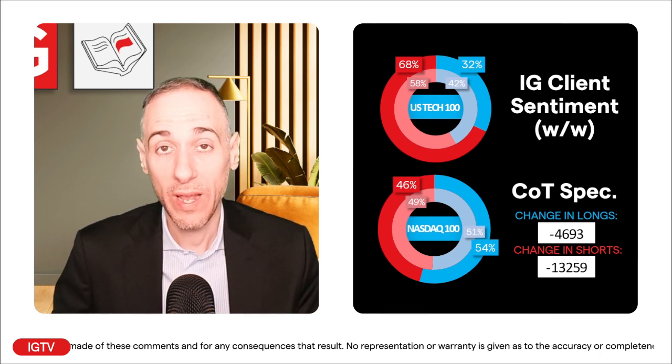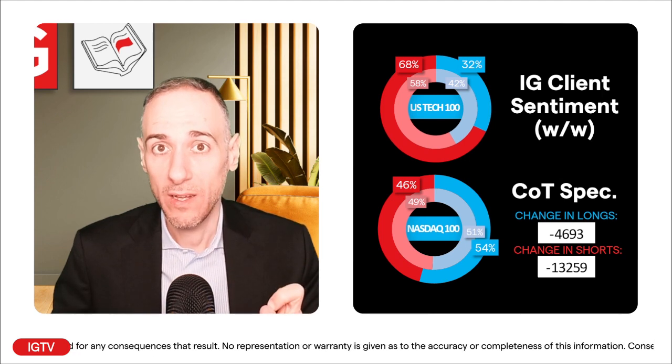CFD speculators, by the way, were slightly short by 51% in the previous report. The most recent one kicked it up to 54%. Though let's not forget, taking a look at the change in longs and shorts, they reduced both long and short positions. It's just that a lot more shorts got out before the FOMC announcement, because positioning is as of last Tuesday.